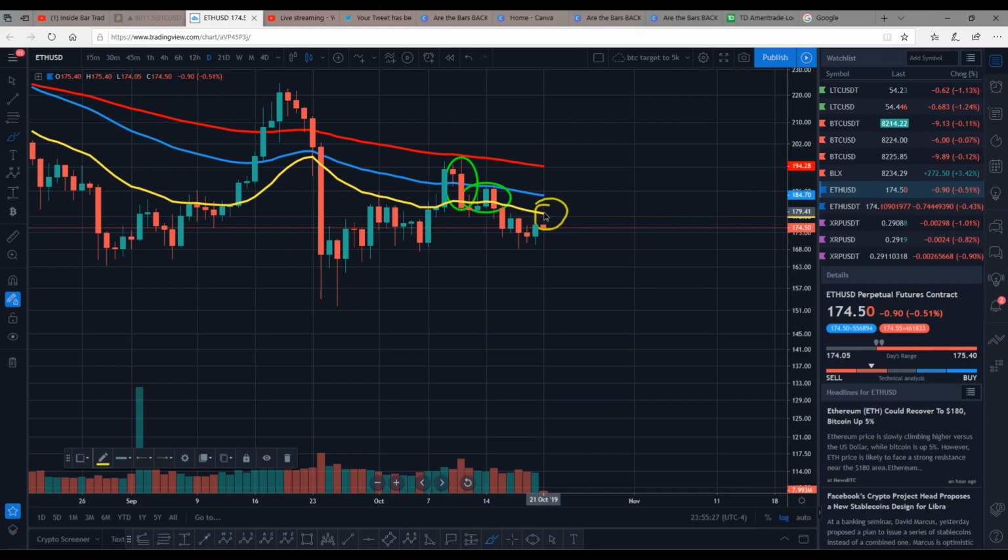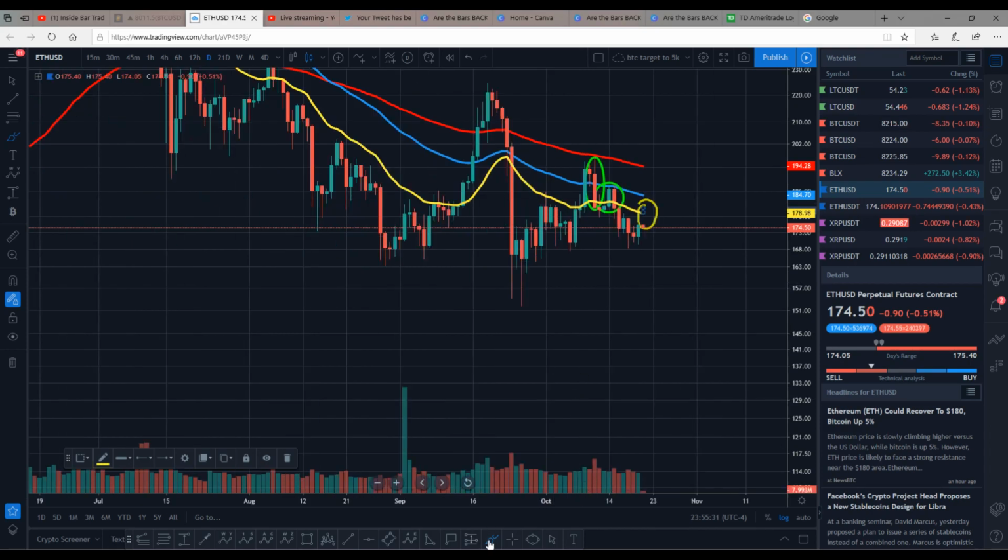So you could anticipate a rejection right around this 178 for Ethereum, and the target to the downside is roughly to retest this baseline, okay? Medium term, retest this baseline of 160 to 162, give or take, right?